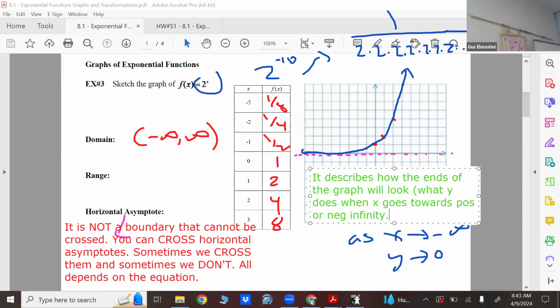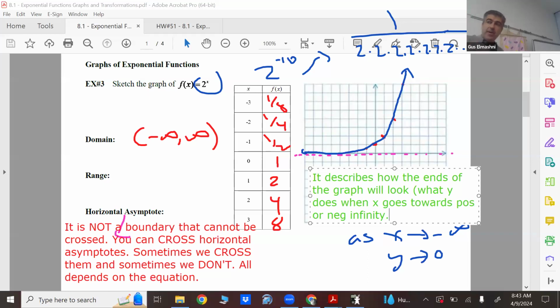Actually, we did rational functions. We crossed them. You can. For exponential functions, because of their nature, we don't cross them. It does look like a boundary or a floor or a ceiling, whatever you want to call it, or a basement. They go towards it. But really, it's all about just how the graph looks. If you were to extend this graph more to the left, it looks like a horizontal line. In fact, it looks like y equals 0.